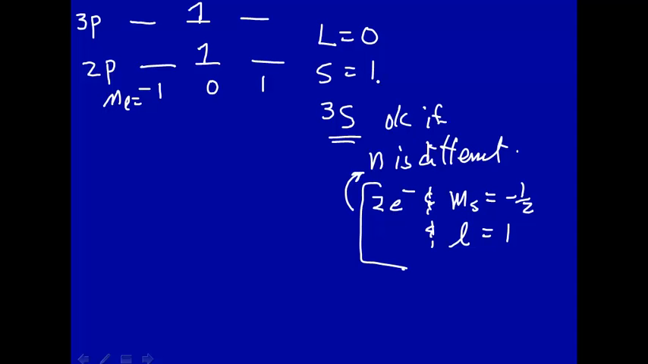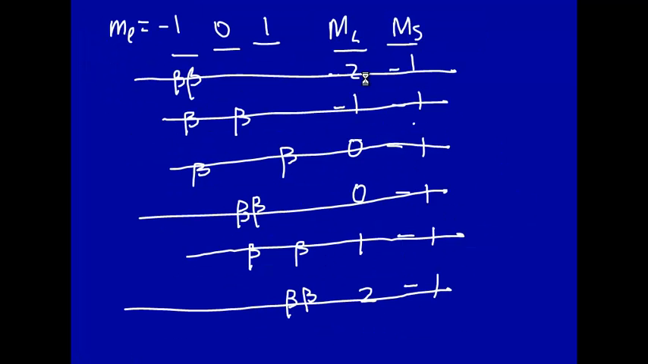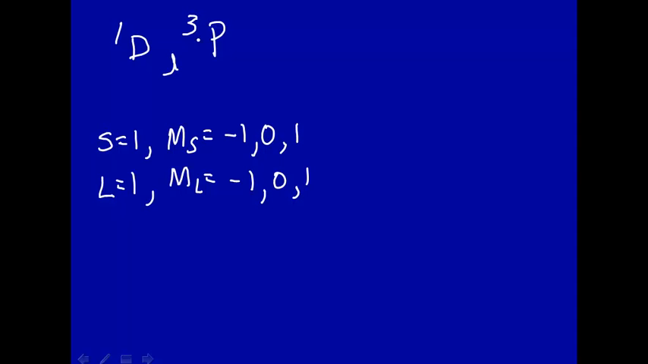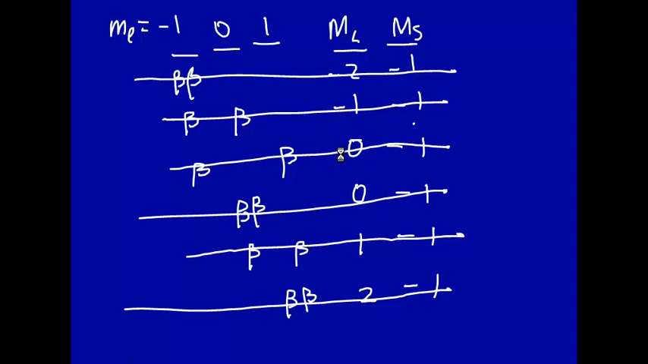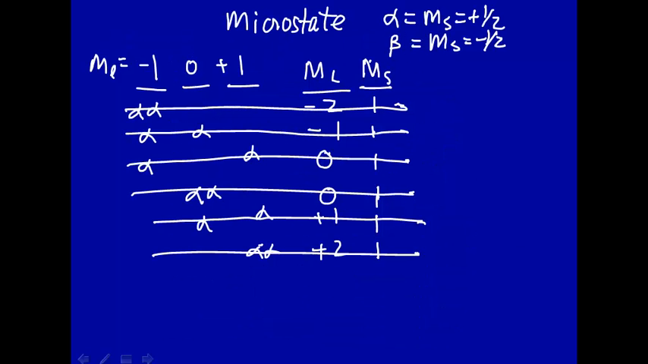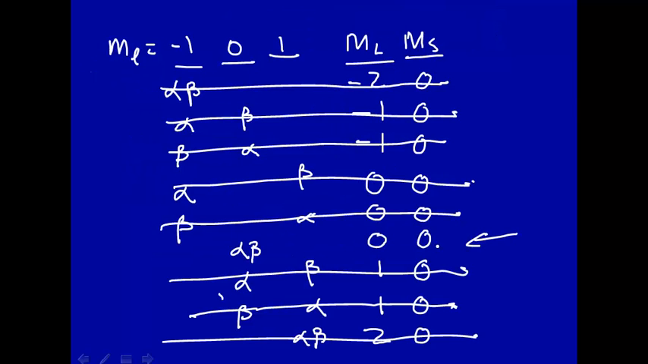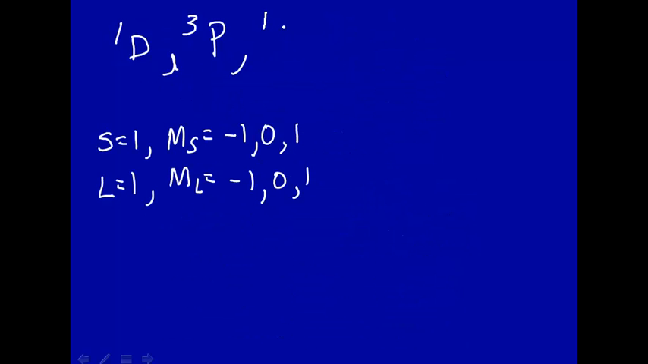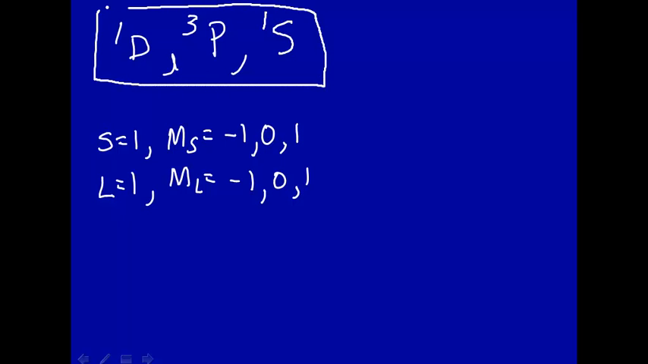All right, so we've crossed out all the possible combinations corresponding to a triplet P. And what do we have left over? Well, we crossed out all of those. Oh, look, there's one left over here. M sub l equals 0, m sub s equals 0. We just have one term symbol left to account for this. M sub l equals 0, m sub s equals 0. Well, that's a singlet S. So these are the only three term symbols that are allowed for the ground state of carbon.